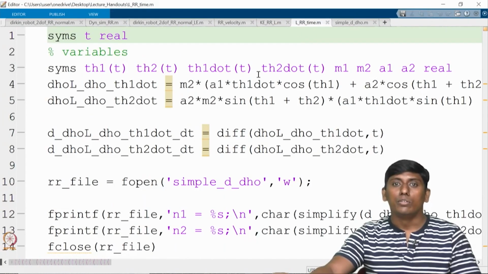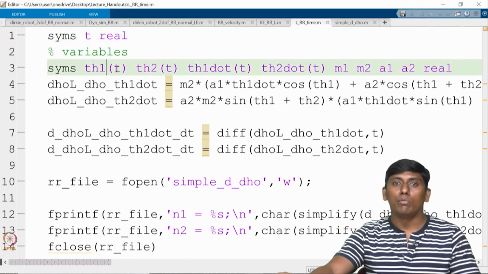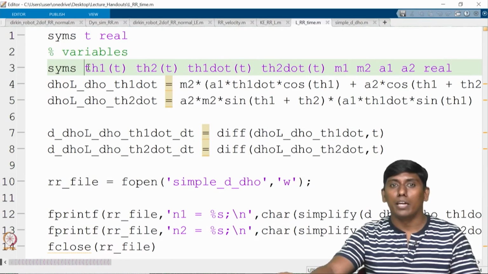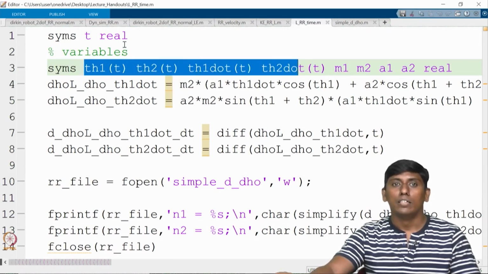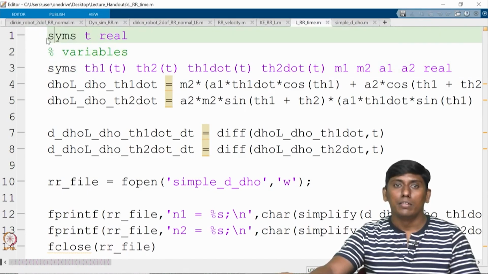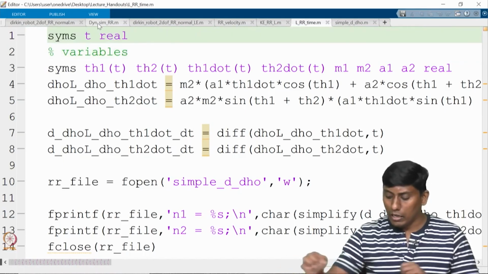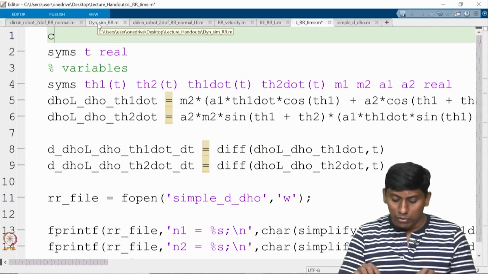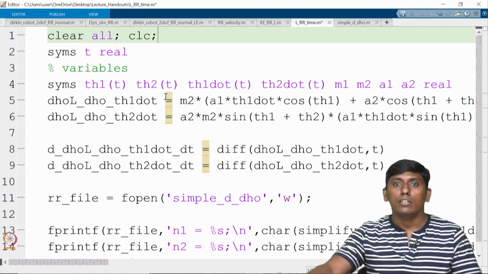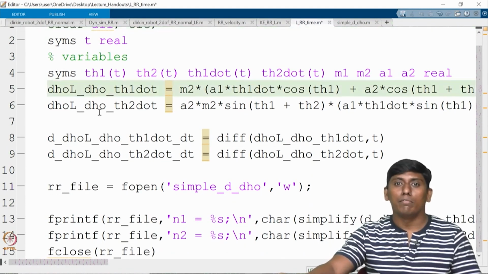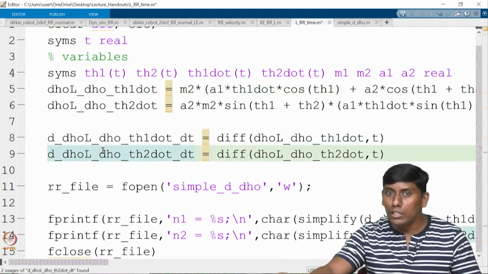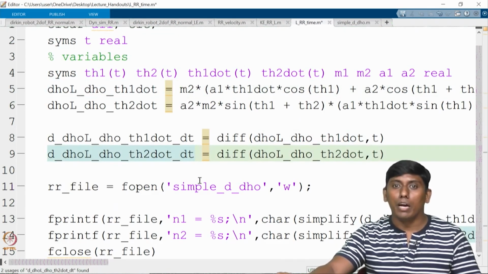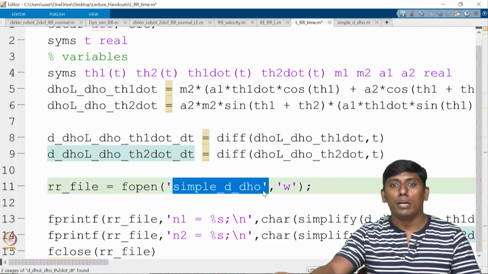So you can see here I am writing theta 1 dot and theta 2 dot, and theta 1 and theta 2 are all time dependent, right. So I will even make it, because I ran it as independent, so I will write clear all and close. So now you can see this is what we have obtained, and I am taking a time derivative. That time derivative I am putting into one simple file.